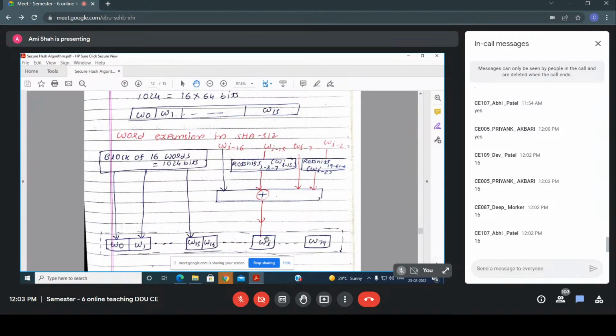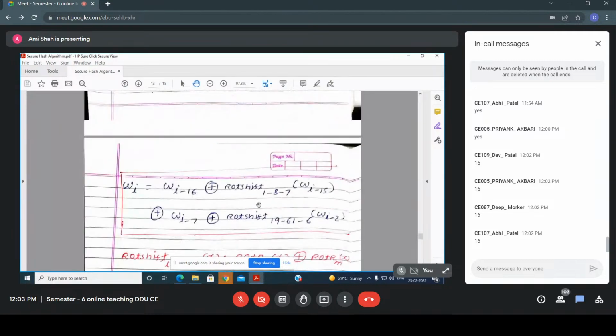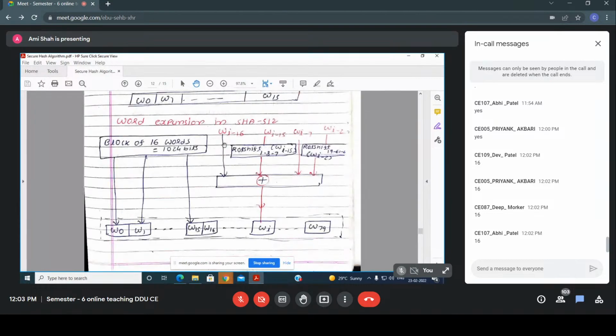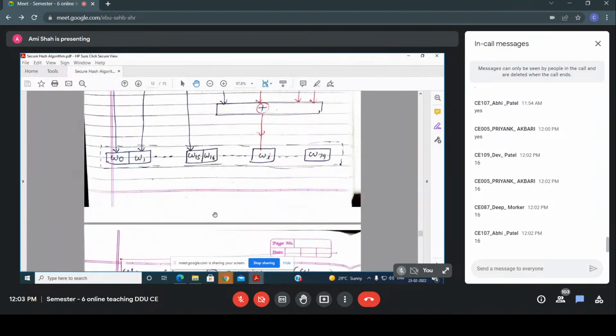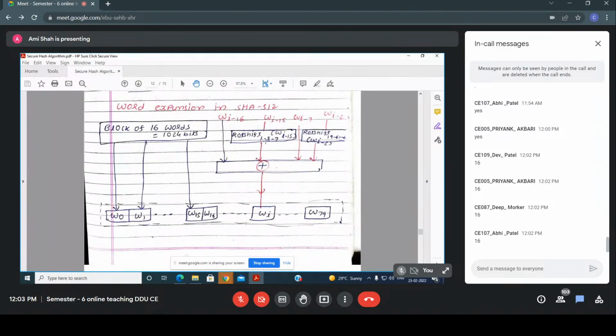Now from that, how am I getting another word? Let's say I'm talking about WI, and the value of I is 17 or 18 or something. For that, you have to perform this formula: WI minus 16 XOR rotate shift 1, 8, 7. If you want to find a particular word, then this is the formula. What is this 187? Later I will explain so you can understand.